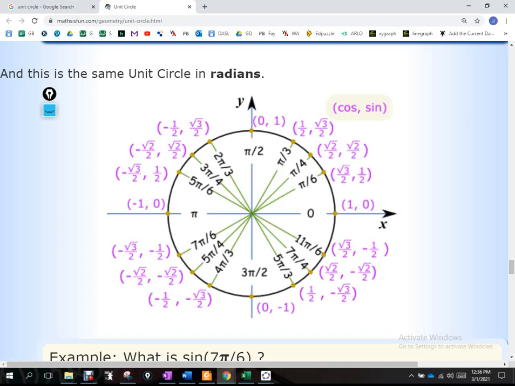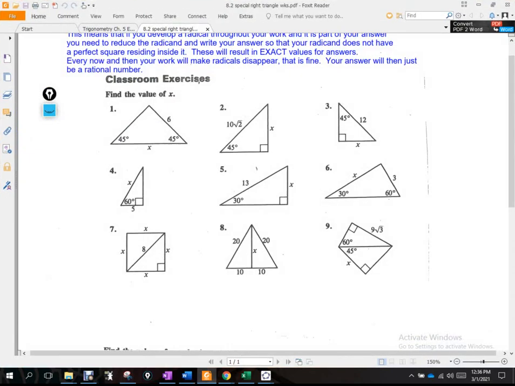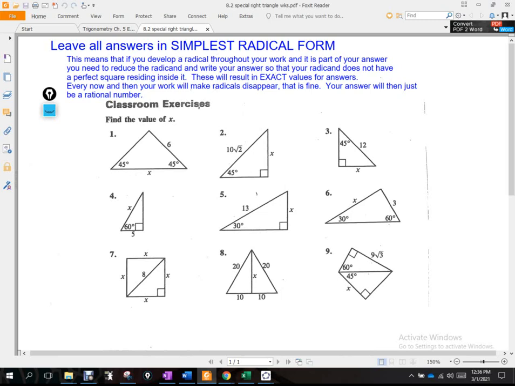Okay, so make sure that we understand that and we get those two things fixed if we have personal struggles with them. I'm going to send you guys in an email here briefly the rest of this worksheet, and I will post a Math Excel to go with it. Now, if we read this, it says, leave all answers in simplest radical form. It says this means that if you develop a radical throughout your work and it is part of your answer, you need to reduce the radicand and write your answer so the radicand does not have a perfect square residing in it. So if I have like radical 12, I need to rewrite that as 2 radical 3.